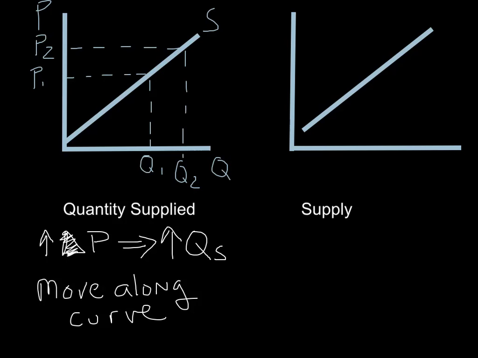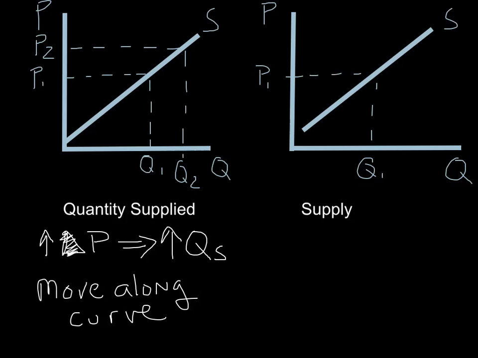Now, what happens when we want to use the word supply? Go to the second graph. Let's put price on the vertical axis, quantity on the horizontal axis, and then here's our supply curve. Let's start at some price P1, just like we did before. At a price of P1, the quantity is going to be, let's say, Q1.